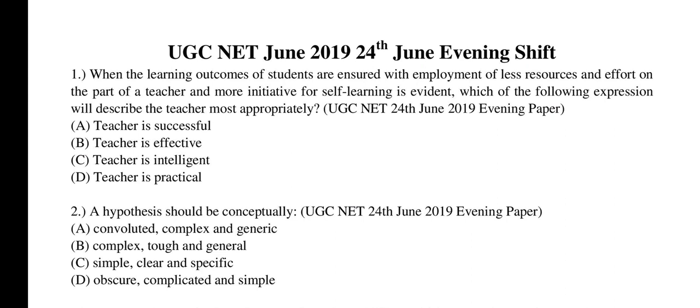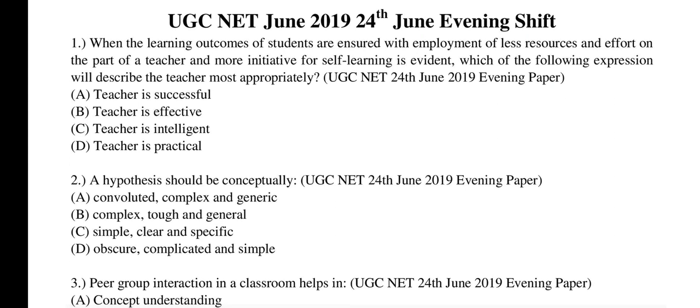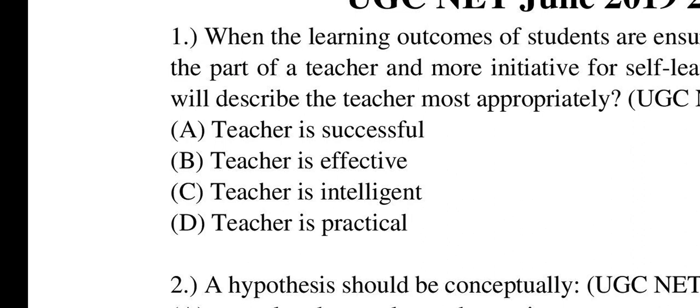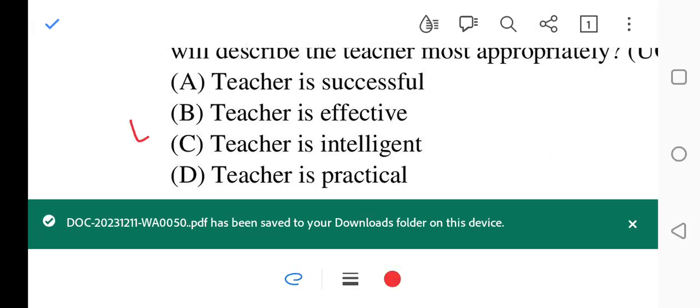So this is a question paper of UGC NET June 2019, which was held on 24th June in the evening shift. The first question that we have got is, when the learning outcomes of students are ensured with employment of less resources and effort on the part of a teacher and more initiative for self-learning is evident, which of the following expression will describe the teacher most appropriately? A, B, C, D. Teacher is successful, teacher is effective, teacher is intelligent, teacher is practical. So it will be teacher is practical, according to me.